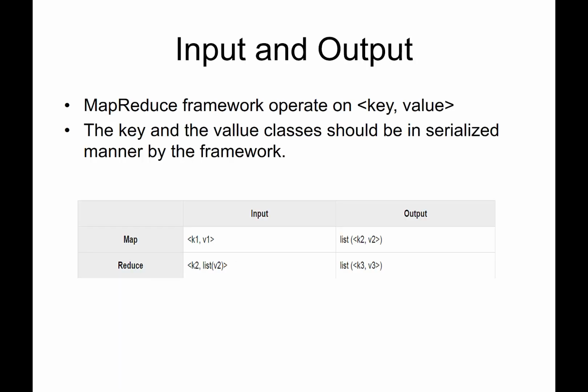Next we're going to talk about input and output of MapReduce. The MapReduce framework operates on key value pairs. That is, the framework views the input to the job as a set of key value pairs and produces a set of key value pairs as the output of the job. The key and value classes should be serializable. Additionally, the key classes have to implement the WritableComparable interface to facilitate sorting by the framework. The input and output types of a MapReduce job are shown in this table.